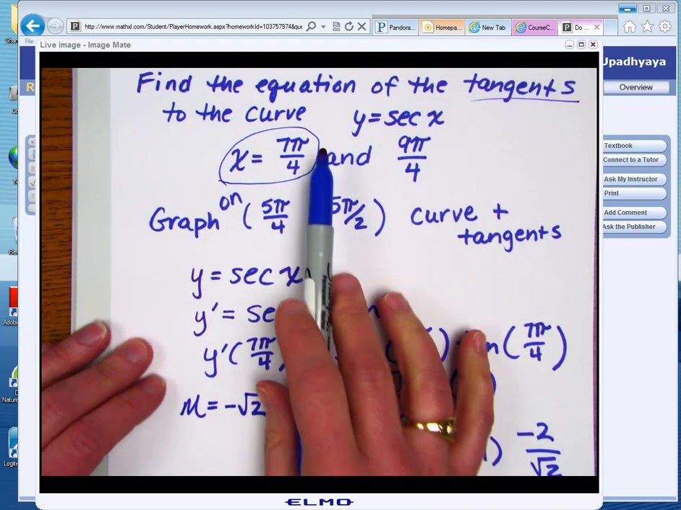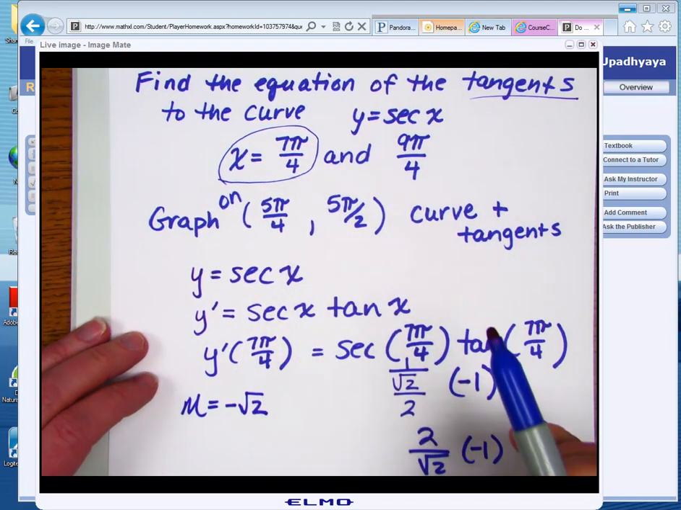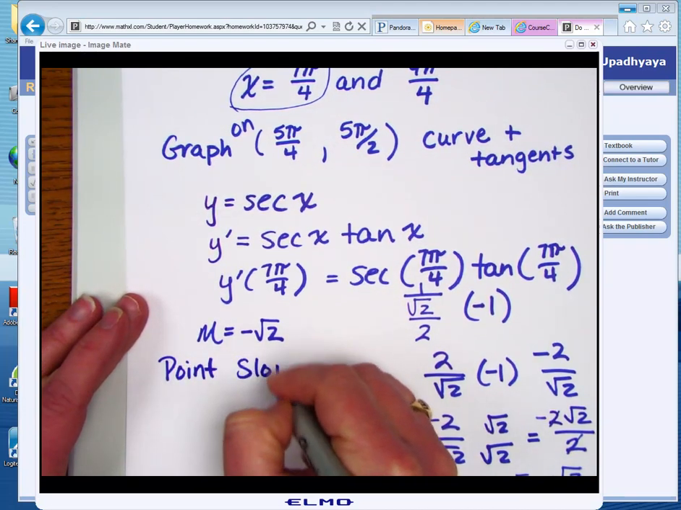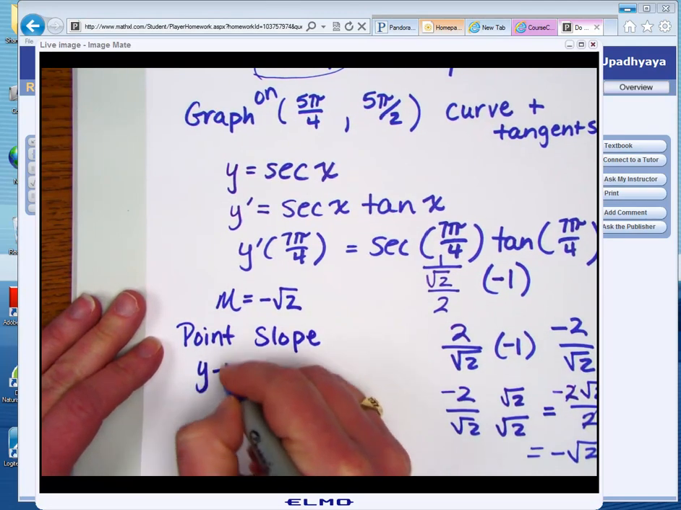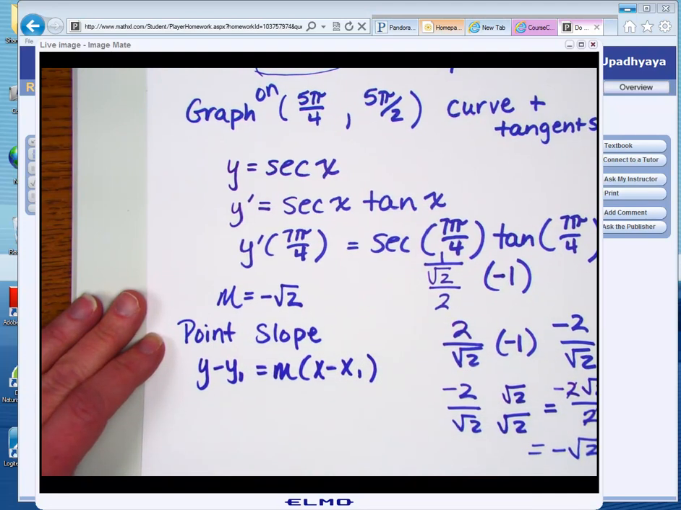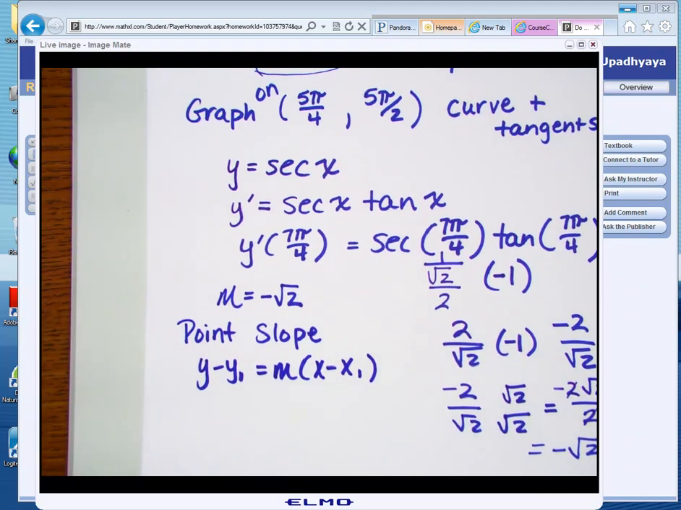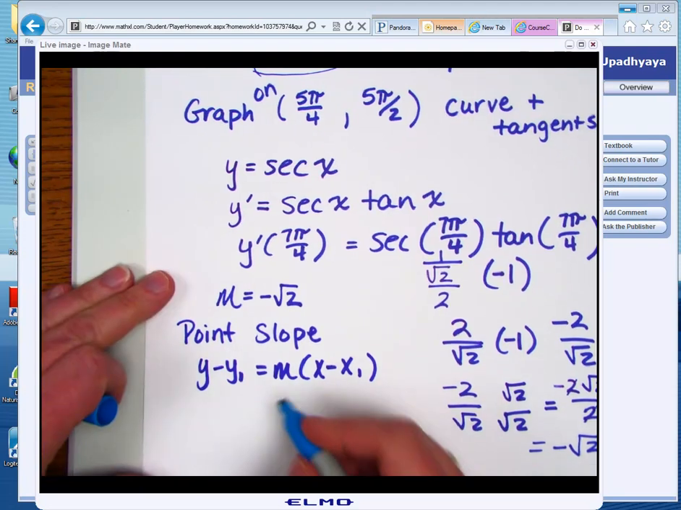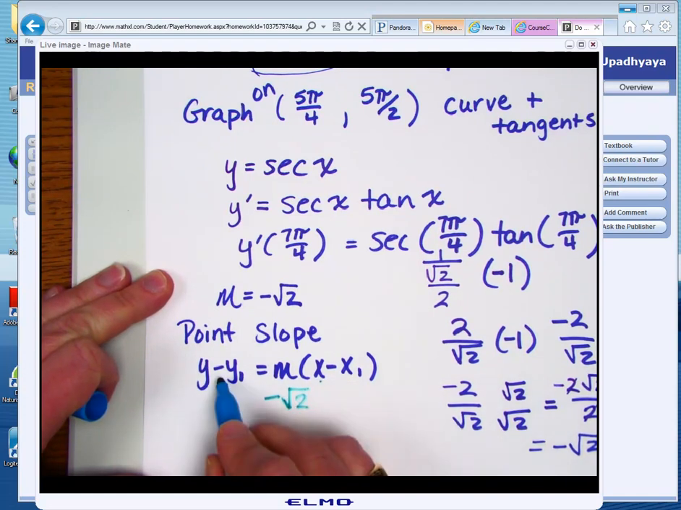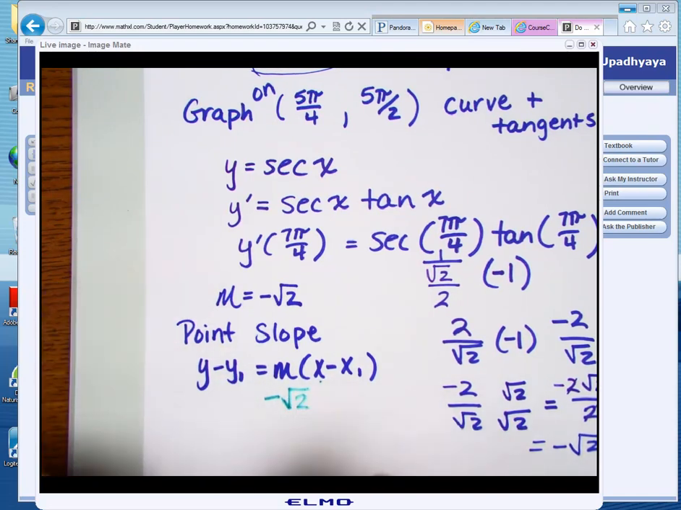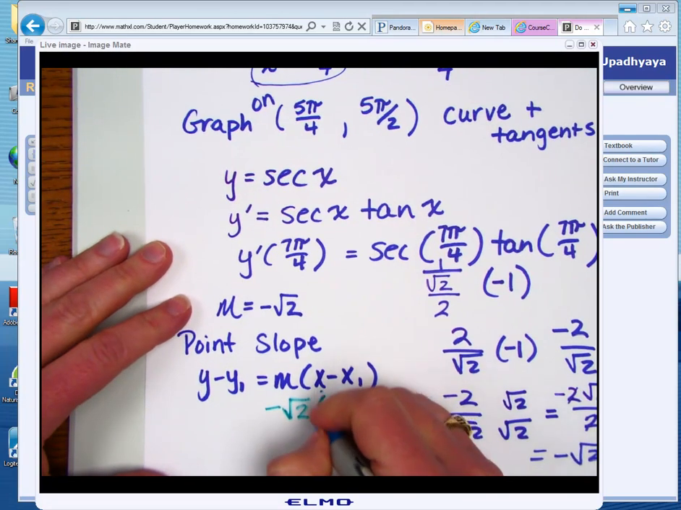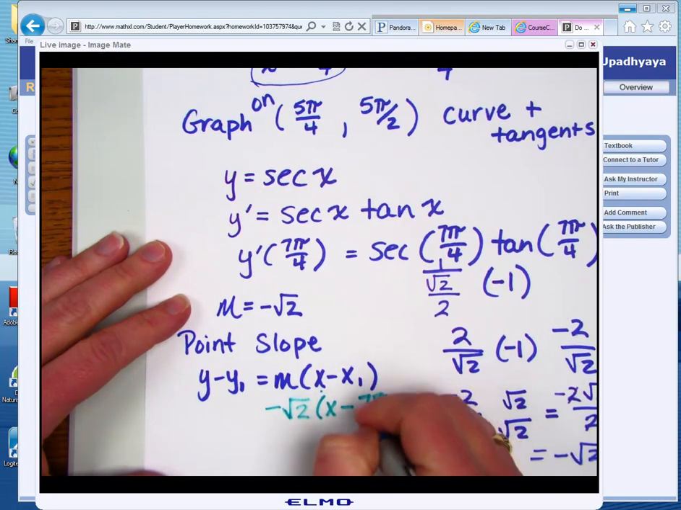But now it asks me for the equation. So now I have to go to an equation of a line. If I use point slope, in the point slope it's y minus y1 equals my slope, x minus x1. Now I know most of this stuff, I can fill it in. For example, I know my slope now is minus square root 2. The y stays y and the x stays x. I need to figure out what x1, y1 is going to be. I know my x because it gave it to me here, 7 pi over 4. So that's going to be x minus 7 pi over 4.